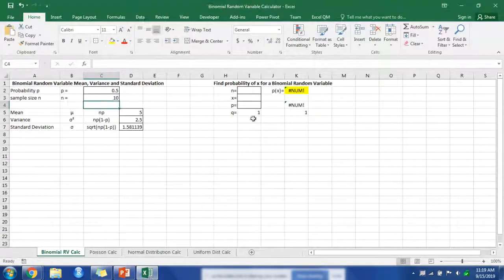So I've created a small calculator to find the probability of a binomial random variable. Let's say we flipped a coin 10 times. We got tails 5 times, and the probability of getting tails is 0.5, so it will calculate our probability of X here.